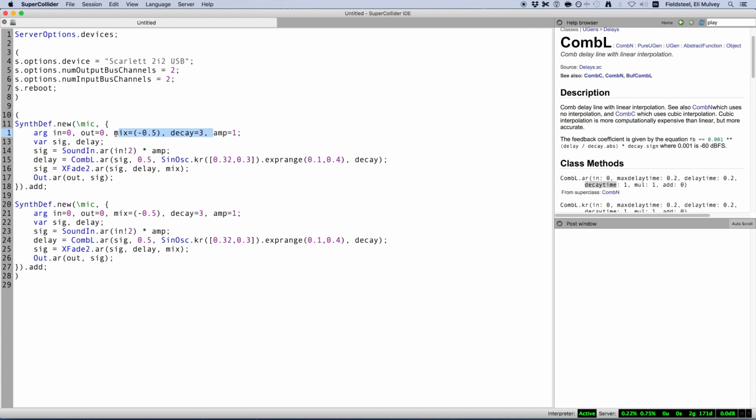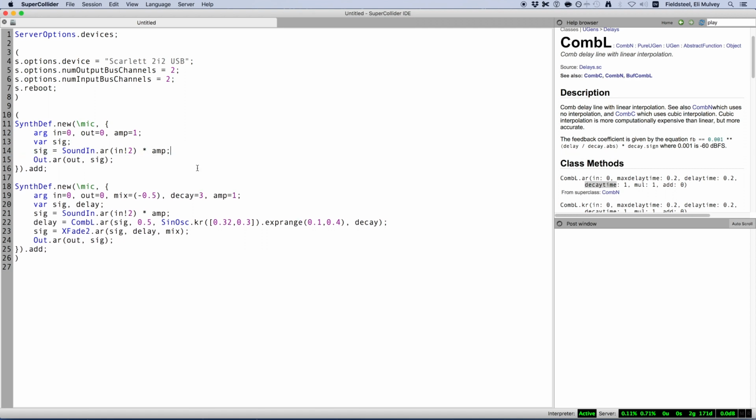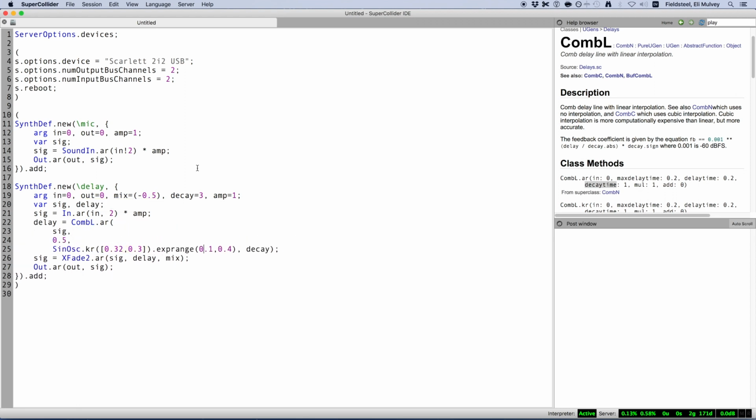The mic synth grabs the mic signal and simply writes it to an arbitrary bus. And the delay synth, which of course needs a different name, reads from an arbitrary bus using In.ar, and we have to make sure to read 2 consecutive channels because that's what the mic synth is sending. And this delay synth applies the CombL delay effect. And let's add a few arguments so we're not always stuck with these fixed values in CombL.